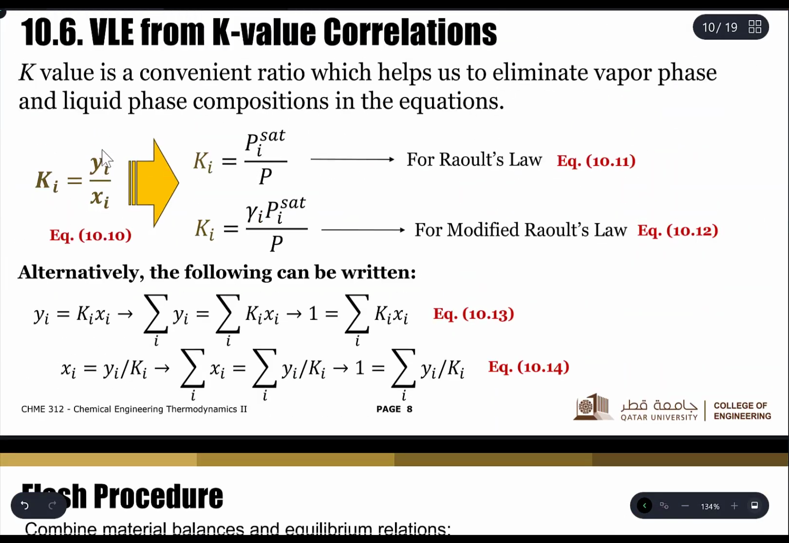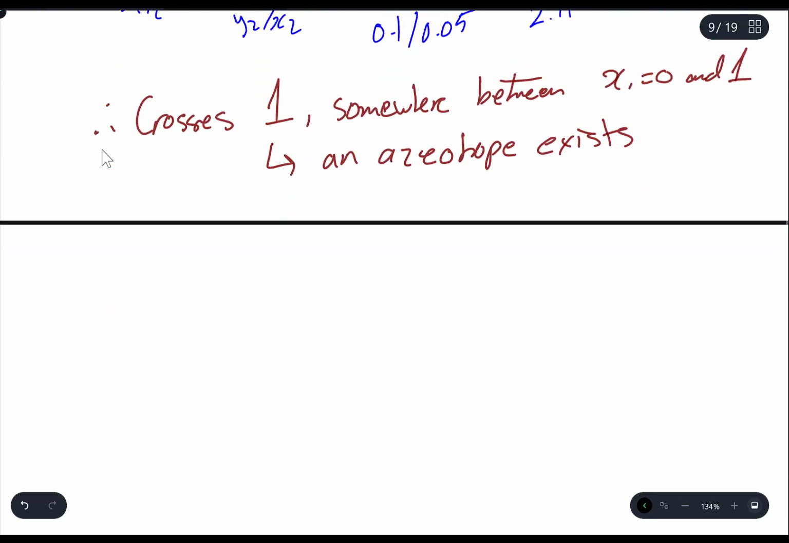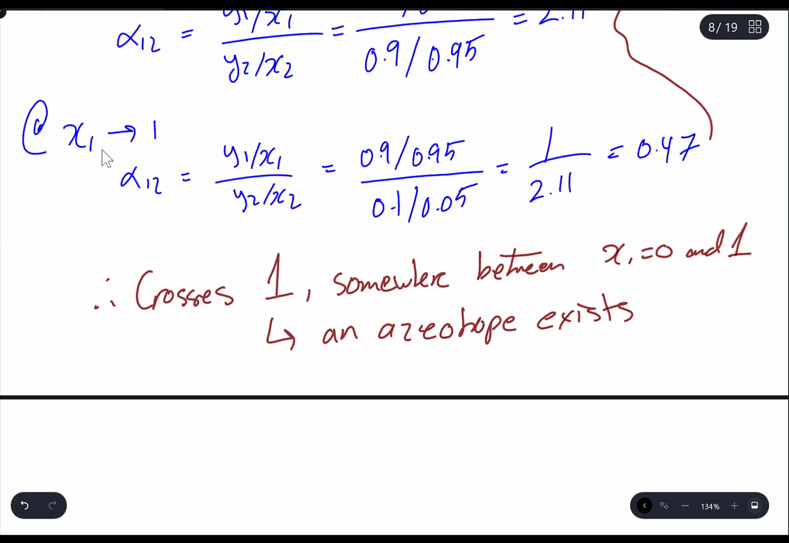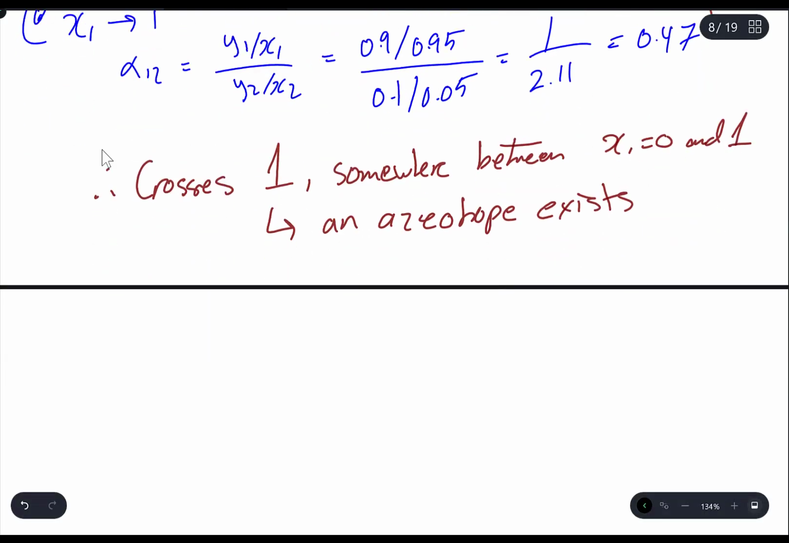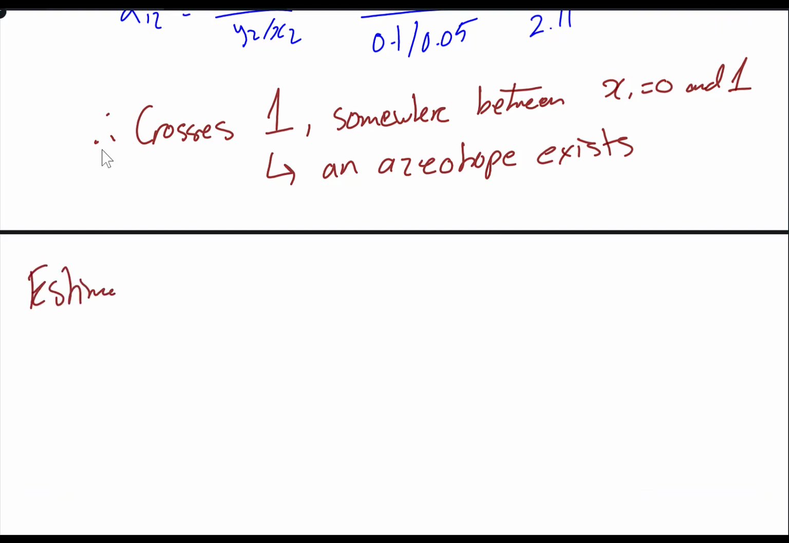All right, and then the time is up, but for this problem, let me just write down how to find the composition at the isotrope. We already did it last class, just to show you again how it looks. So, estimate the composition at the isotrope.